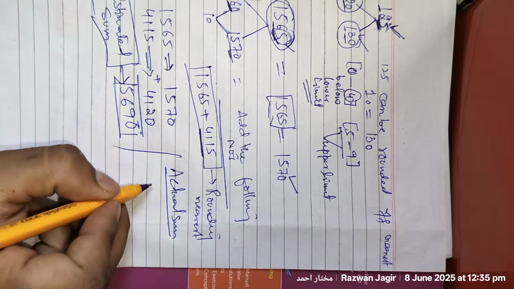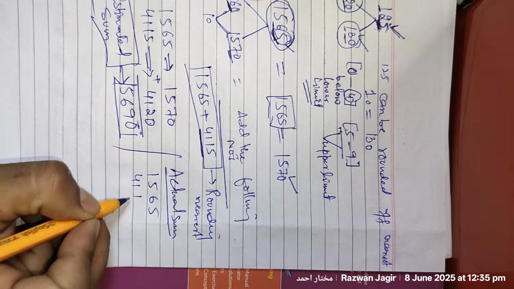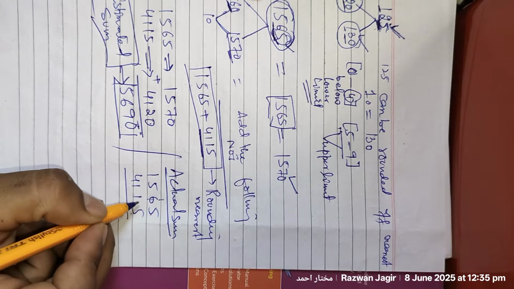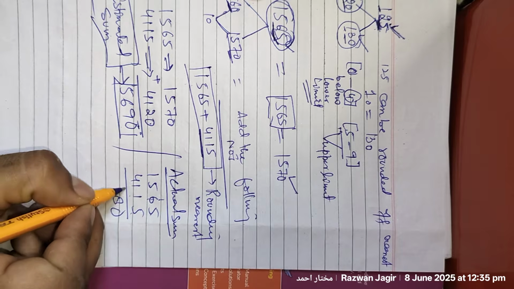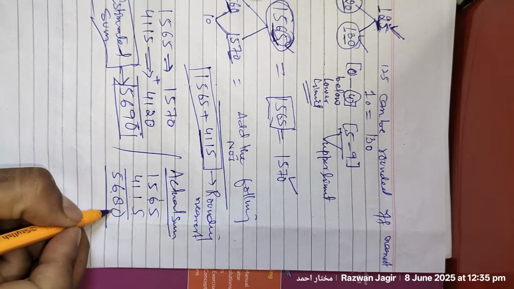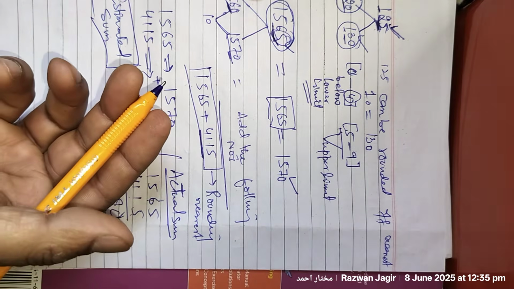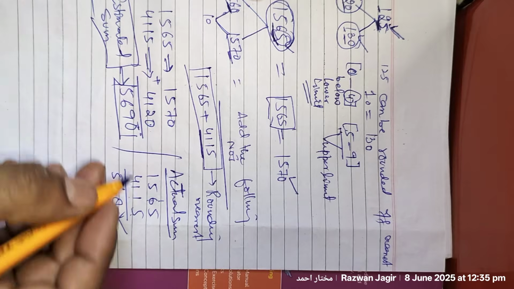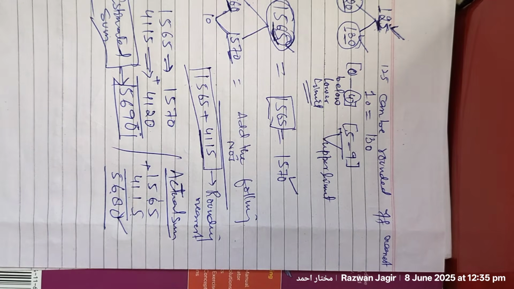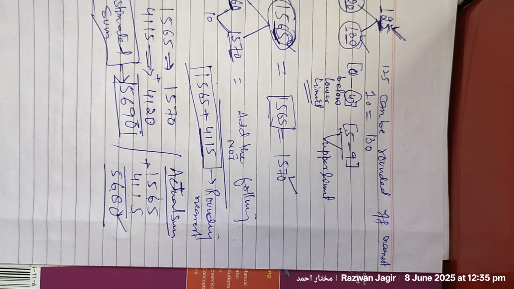So what is the actual sum? That will be 1565 and this is 4115. Now you need to add here: this is 0, 6, carry 1, 7 and 8, this is 5 plus 1 is 6, and this is 4 plus 1 is 5. So 5680 is your actual sum. Actual means whatever numbers are being asked, you simply add those numbers. But if the question asks that you need to find the estimated sum, then you have to do it this way.